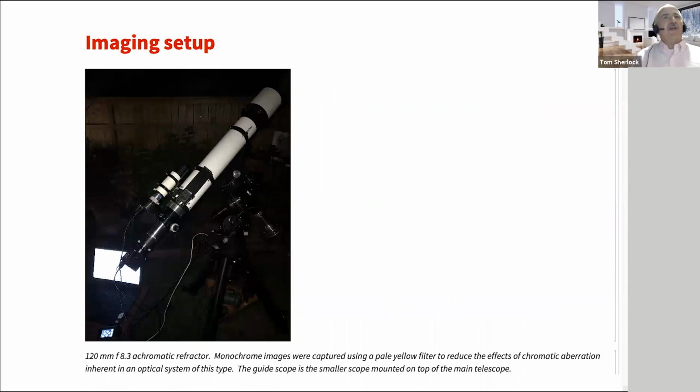So this is how I took the pictures. This is my backyard, and this is my 120 millimeter achromatic refractor, which I use to take these pictures. It's a modest telescope. It's got a guide scope on top. This is the imaging camera. It's a monochrome CCD camera, and this is the guide camera here. And this is the computer where I captured the images.